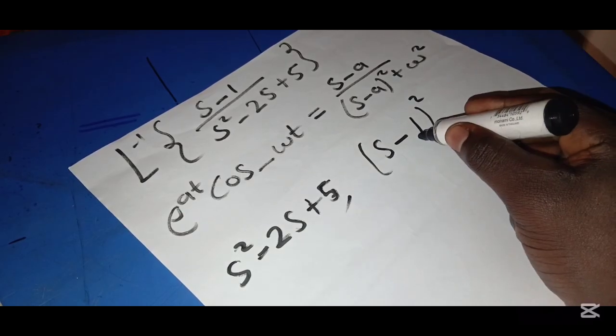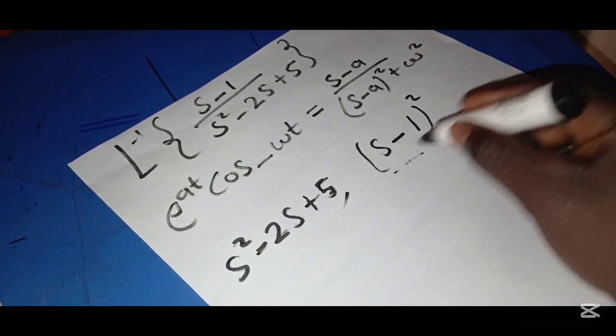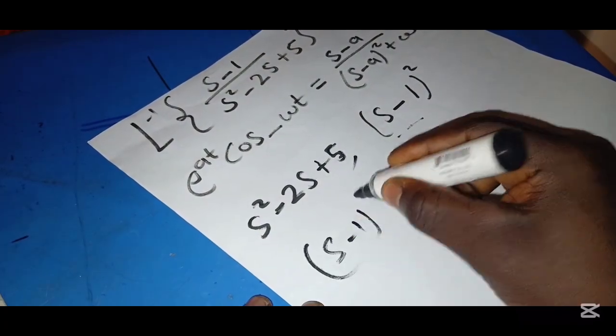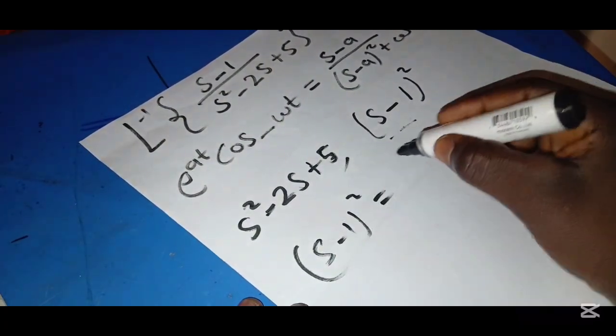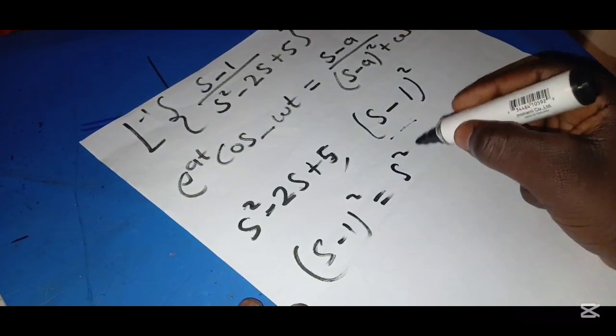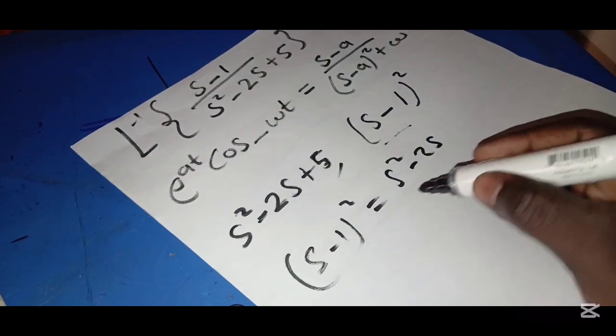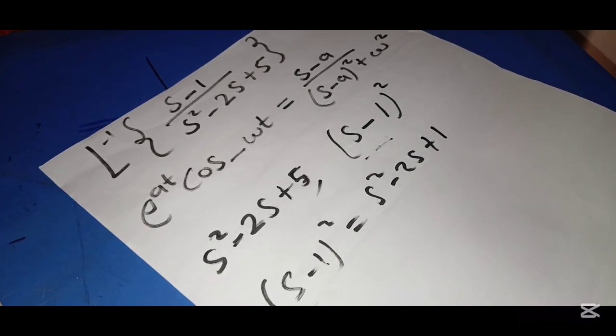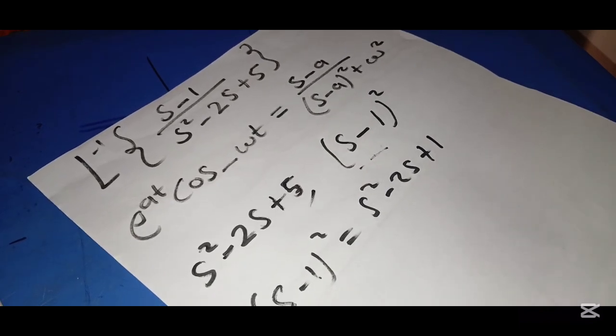So now we know this. Let's base on this only. Let's expand this only. So s minus 1 squared is going to give me s squared, 2 by s by minus 1, giving you minus 2s. And squaring 1 will give you positive 1, right? Good. Now we want to find our w or our omega.